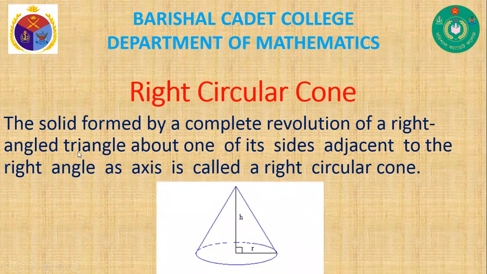I have told you that a solid is formed by a complete revolution of a right angle triangle. Here, this one is a right angle triangle. This one is the right angle. If we revolve this right angle triangle about one of its sides, here I have revolved it about H, then we have got this figure, and this figure is called a right circular cone.